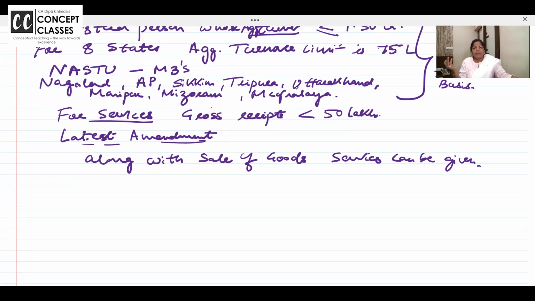So when they allowed restaurant or other services, we said, what wrong have we done? I'm a chartered accountant. My gross receipts is 30 lakhs. My friend is an advocate. His gross receipts is 42 lakhs. Why can't we go for composition? They said, okay, go. Either goods or services. Now I'm going to a different category.